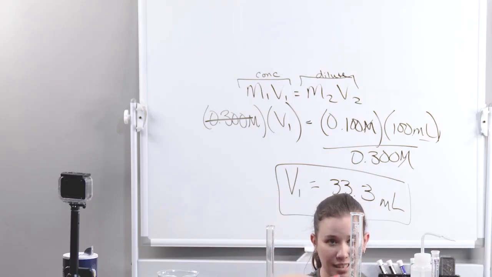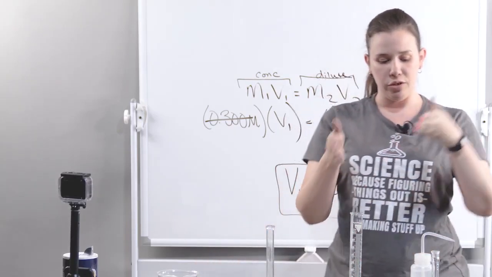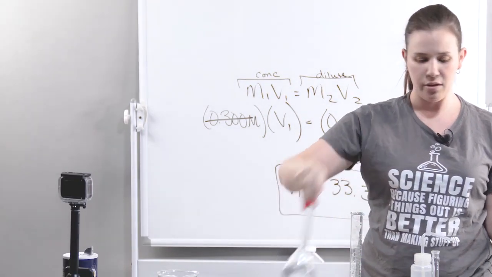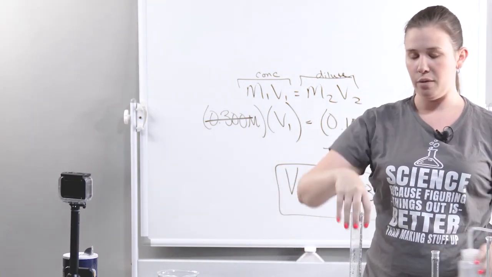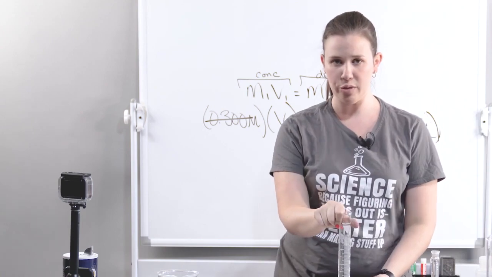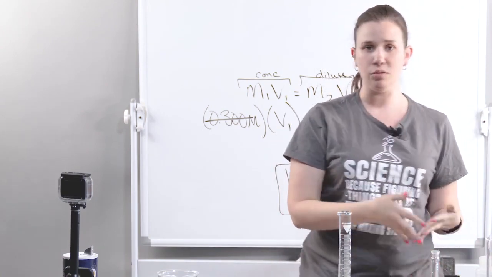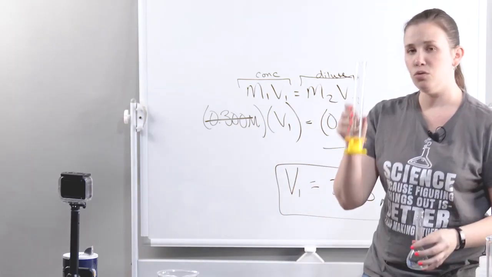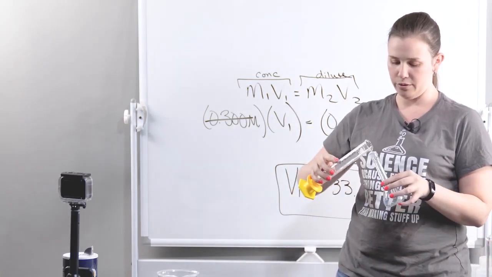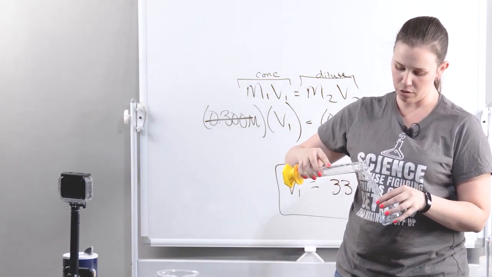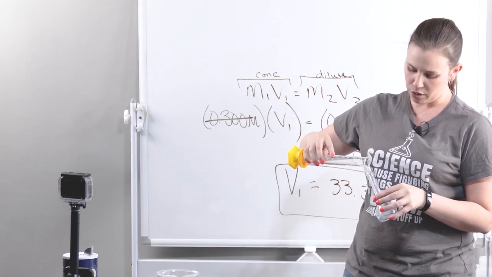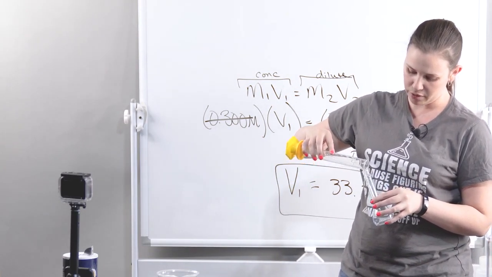Once we have that measured out exactly, we are ready to transfer it to the volumetric flask. Sometimes students try to make solution in the graduated cylinder. Volumetric flasks were designed to make solutions, so take advantage of them. Do not make your solution in the graduated cylinder. Transfer the concentrated solution to the 100 milliliter volumetric flask.